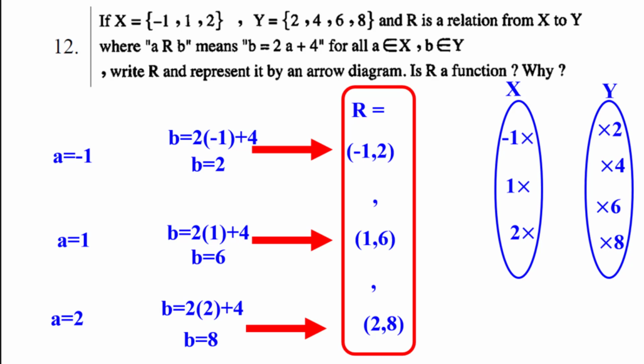The first one is (-1, 2). So we have an ordered pair from -1 to 2. The second is 1 to 6, and the last one is 2 to 8. Now R is a function. Why, guys? Because each element in x appears just one time in R. -1 just one time, 1 just one time, and 2 appears just one time.